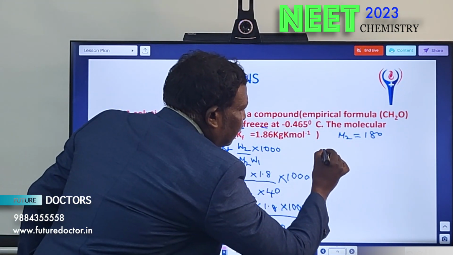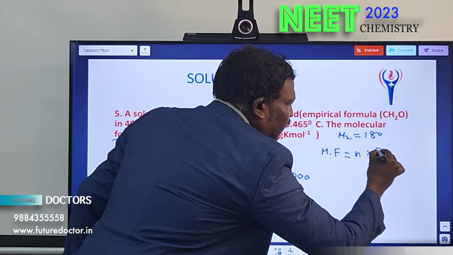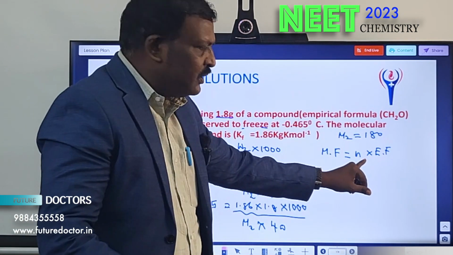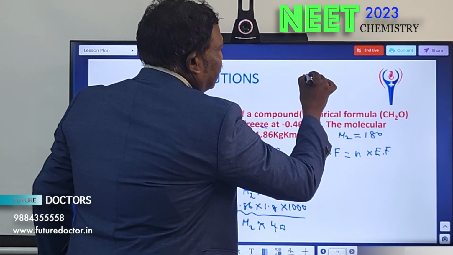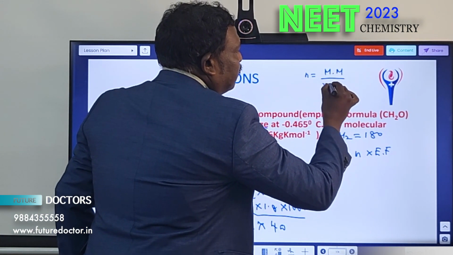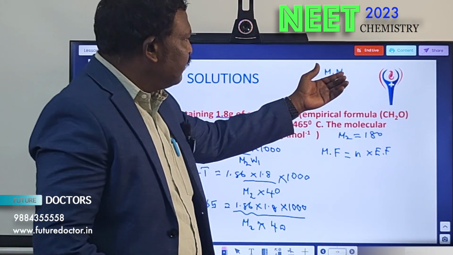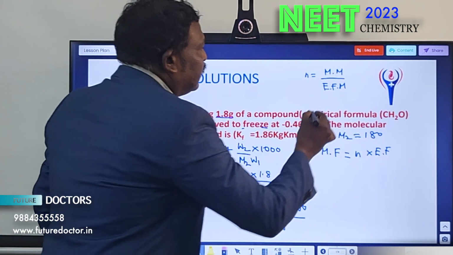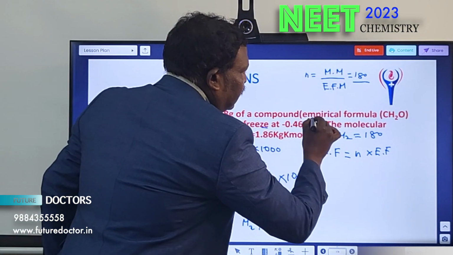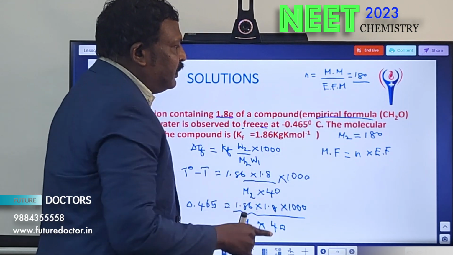What's the formula for molecular formula? You studied it in 11th standard. Molecular formula is equal to n into empirical formula. Here n is just a number. The formula for n: n is equal to molecular mass by empirical formula mass. We want to find the n value. We just found the molecular mass, 180, by empirical formula mass. Here the empirical formula is given.